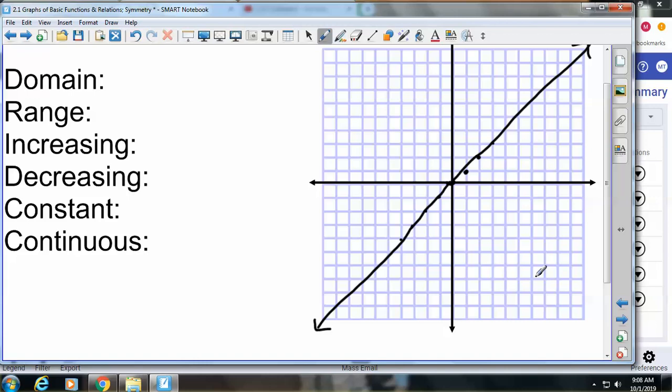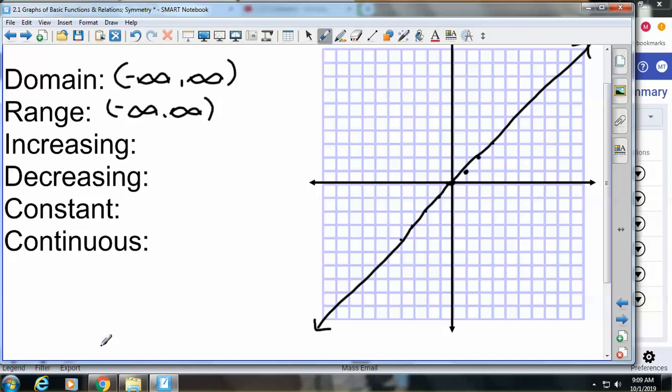So, questions about this? Domain and range. Those are things that I would have asked you on the last test. What would be the domain of that function? Negative infinity to positive infinity. What's the range? Same thing, yeah. Because you have one end that's going down forever and one end that's going up forever.